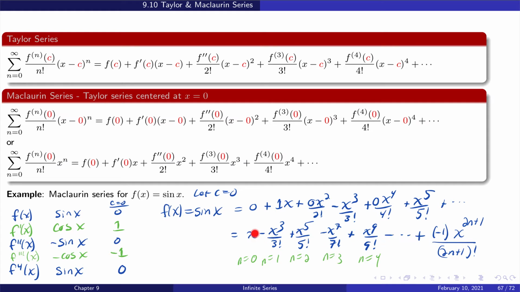Now to put it in a compact form, I'm going to start counting at 0: n equals 0, n equals 1, n equals 2. The pattern is the exponent is odd all the time, so it's going to be 2n plus 1. The denominator is odd numbers raised to factorial, so 2n plus 1 factorial, and it's alternating back and forth between +1 and -1, so it's -1 raised to the n. When I plug in 0, I get +1. When I plug in 1, I get -1, etc., etc. So now we have the Maclaurin series formula for sine.